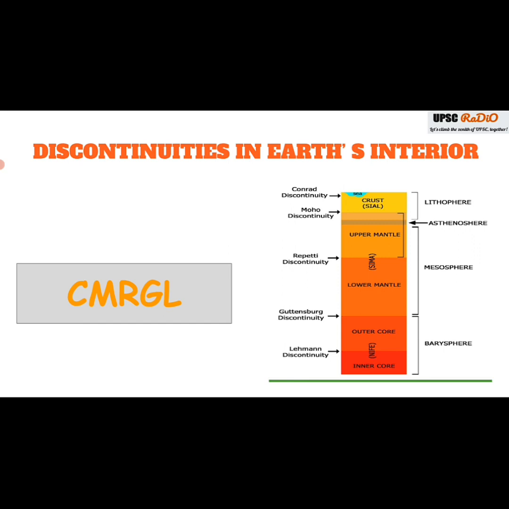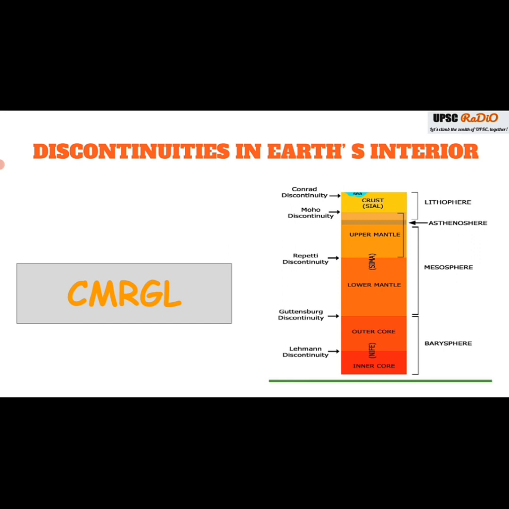The next important point to be noted is discontinuities in Earth's interior. CMRGL is a mnemonic to remember these discontinuities in the order. The first discontinuity is Conrad discontinuity. It lies between upper and the lower crusts. The second discontinuity is Moho discontinuity or Mohorovicic discontinuity, which lies between lower crust and upper mantle about 100 kilometers depth.